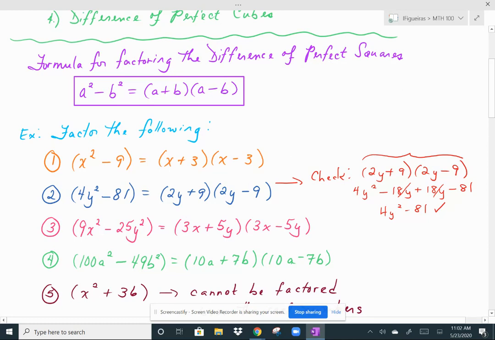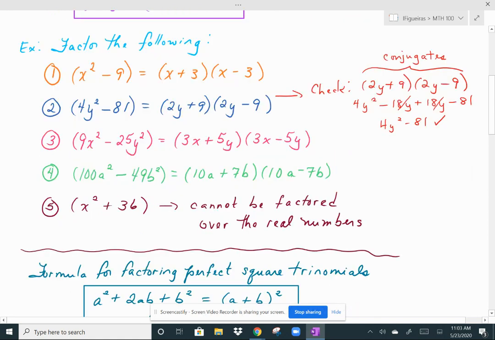So when you're factoring a difference of perfect squares, when you have the same two terms with a different sign in between, these are called conjugates. And that word will be used in several lessons throughout this course. And what happens when you multiply conjugates is that your outer and inner terms cancel out, just like they did in this example.